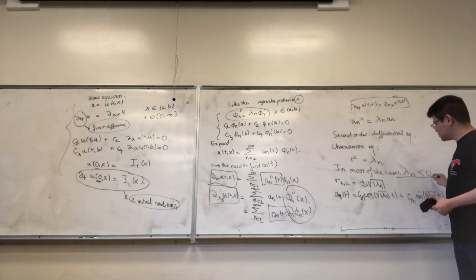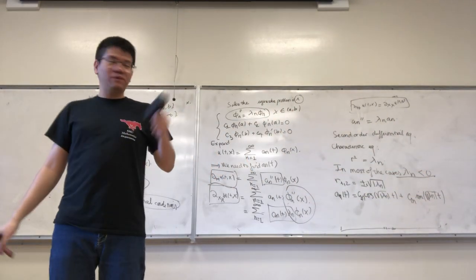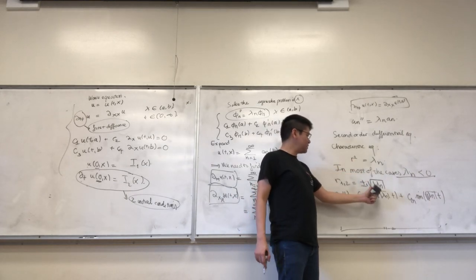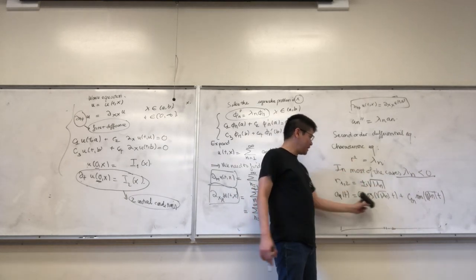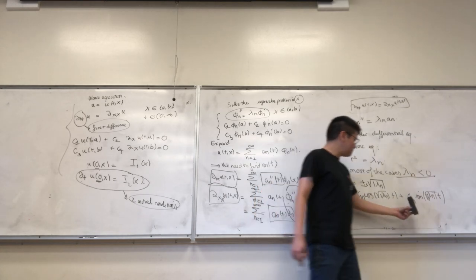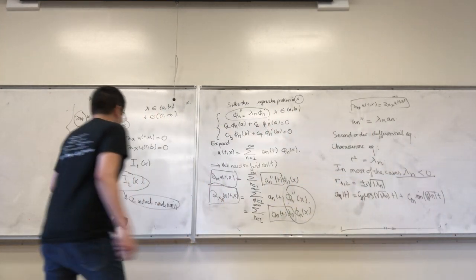So in most cases, when you do this computation, you know that lambda n is negative. When lambda n is negative, this equation has two roots, plus and minus i square root of lambda n. So a_n has the form c1 cosine of square root lambda n t plus c2 sine of square root lambda n t, right? Questions?